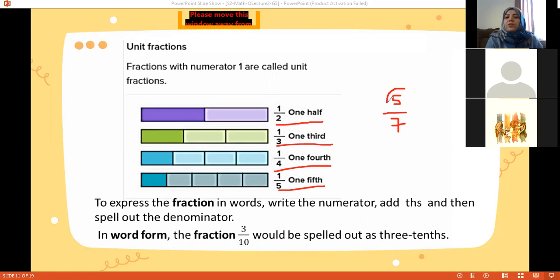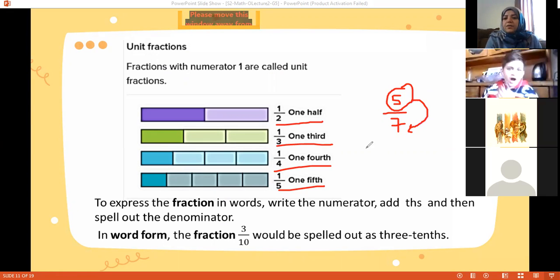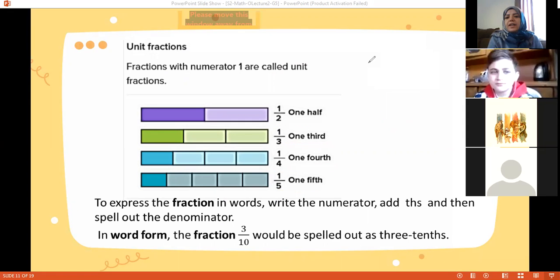I start with the numerator. What do I have in the numerator? 5. Yes, please: 5 sevenths. So 5 sevenths. Okay? Yes.